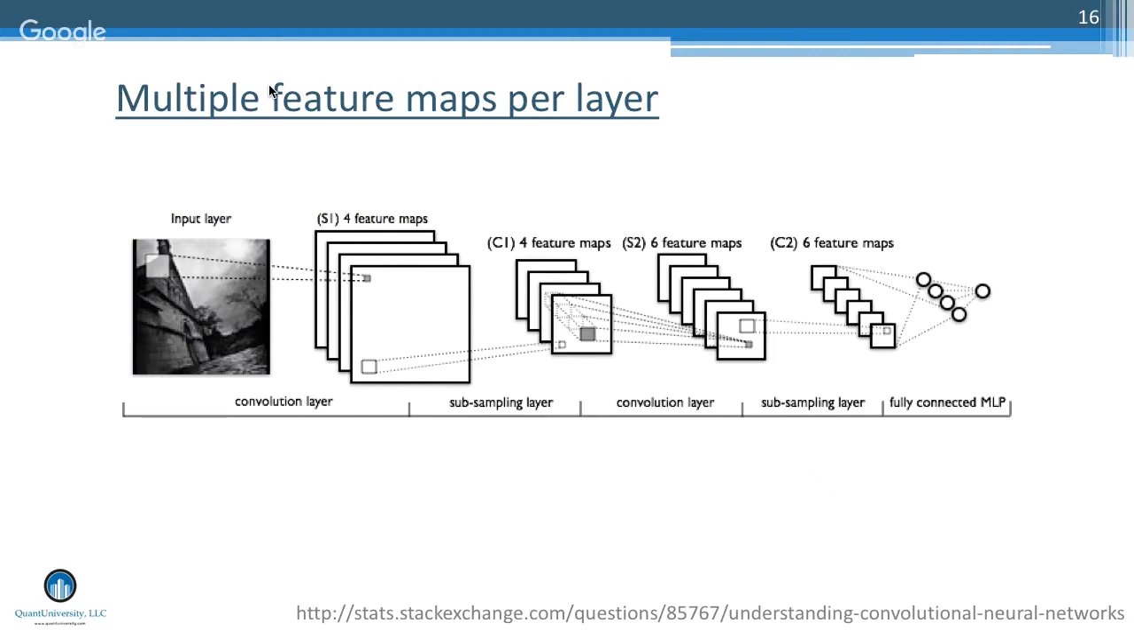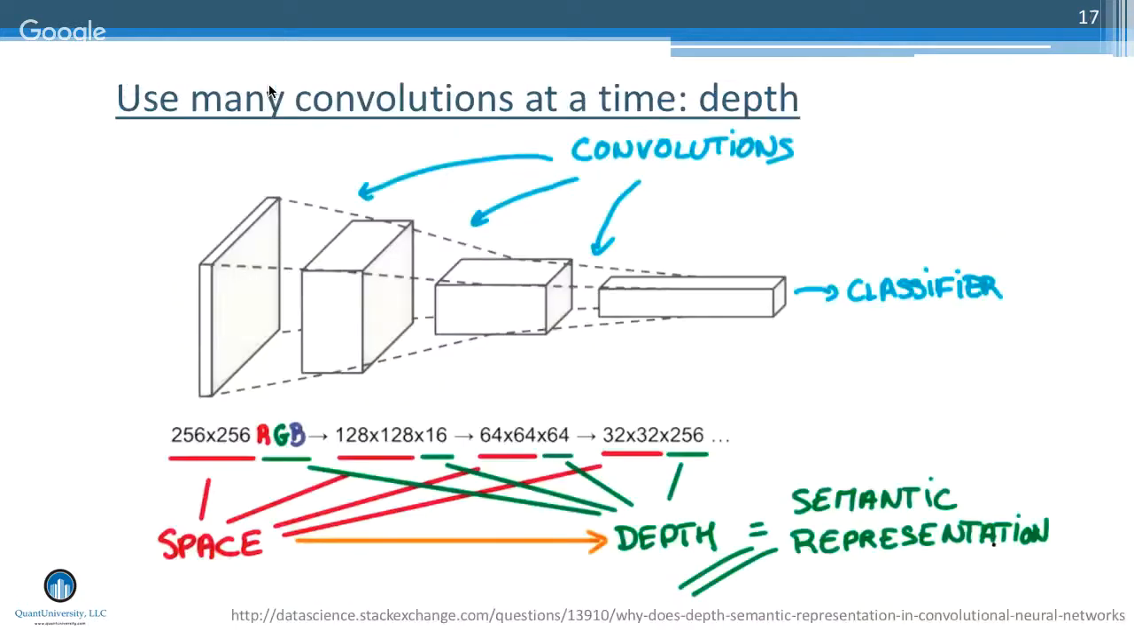I think I have some more pictures of this. Here's another example. Right, where you start with 256 by 256 by 3 for the red, green, blue colors of an image, and then you compute 16 different features. Let's say you slide 2 pixels at a time, so you reduce the spatial dimension by a factor of 2 in each direction. But now you have 16 features instead of just 3 colors.